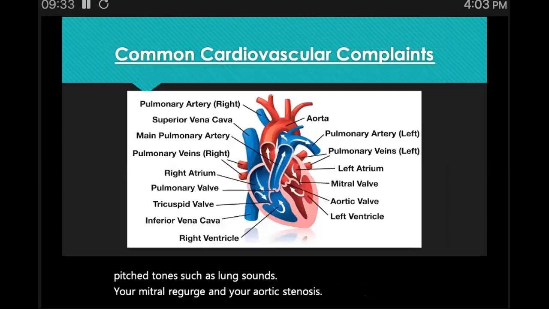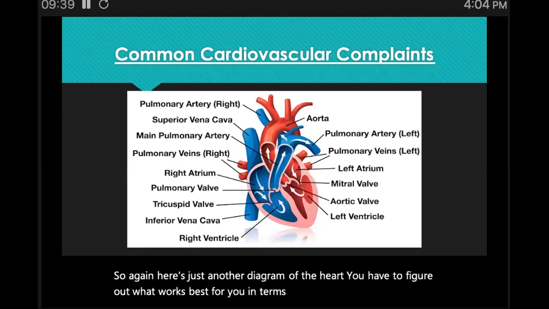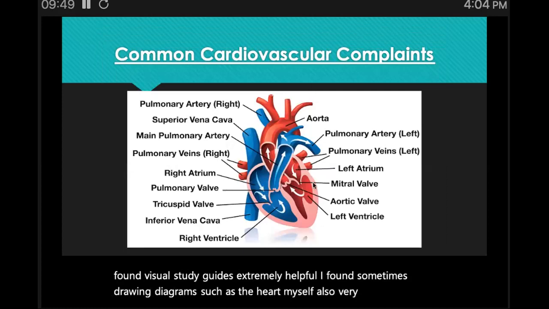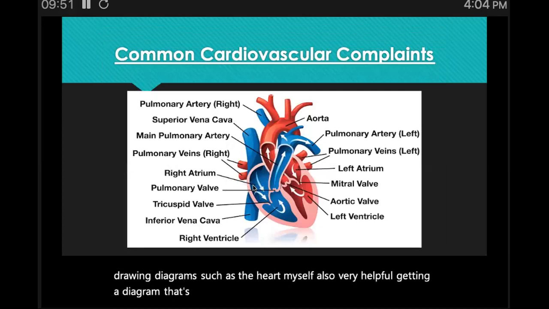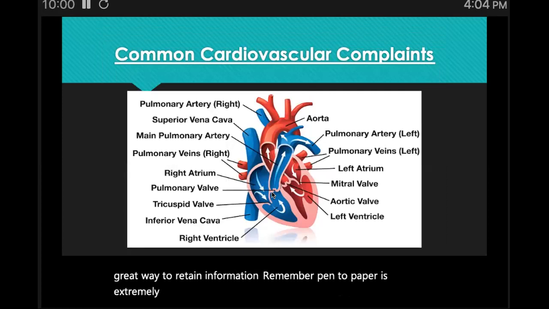Okay, so again, here's just another diagram of the heart. You have to figure out what works best for you in terms of visual study guides. For me, I found visual study guides extremely helpful. I found sometimes drawing diagrams such as the heart myself also very helpful. Getting a diagram that's blank and then labeling it yourself can also be a great way to retain information. Remember, pen to paper is extremely helpful in terms of retaining information.